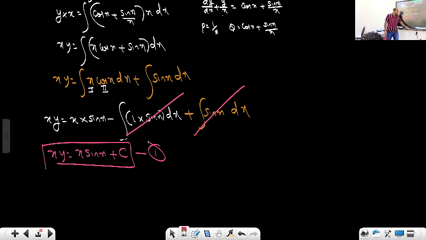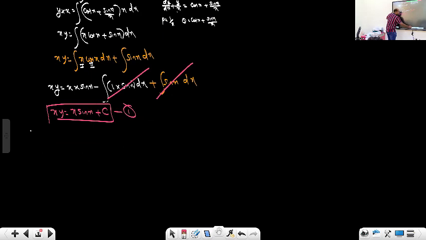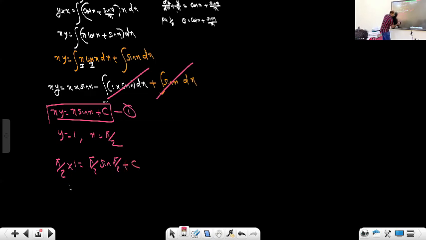y is 1 at x equal to pi by 2. Substitute. Pi by 2 into 1 equals pi by 2 into sin pi by 2 plus c. Pi by 2, sin pi by 2 is what? 1. Pi by 2 cancels, c equal to 0.